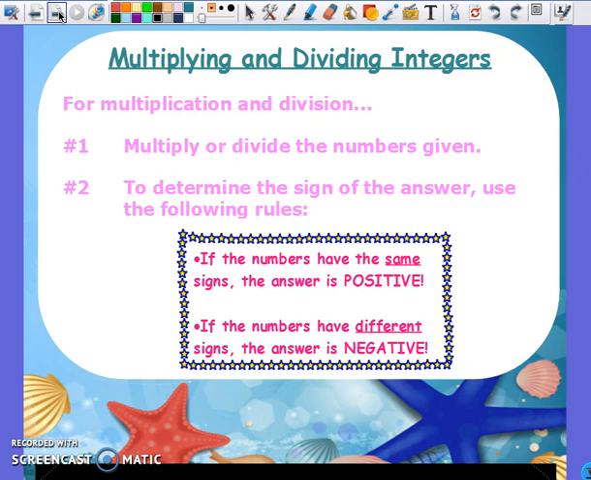If the numbers have the same signs, the answer is positive. So if you're multiplying 2 negatives or 2 positives, the answer is positive. If the numbers have different signs, the answer is negative. That means that I'm multiplying or dividing a negative and a positive.